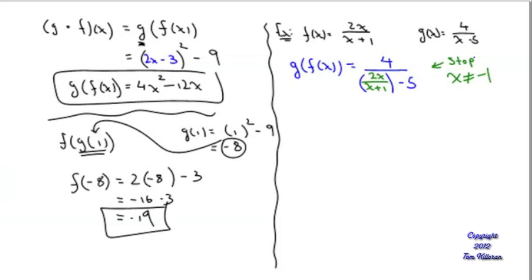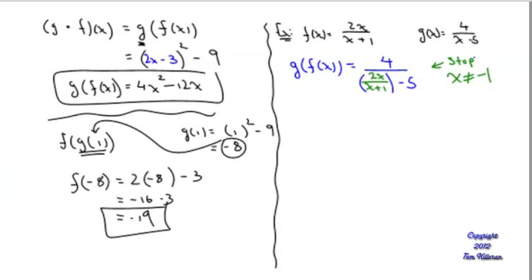Now we're going to simplify. What kind of fraction is this? Complex. How do I simplify a complex fraction? Multiply everything by? Conjugate? No, it's a complex fraction. Conjugates work with radicals. Complex fractions, you multiply everything by the common denominator. What's the common denominator here? It's x plus 1, minus 5.